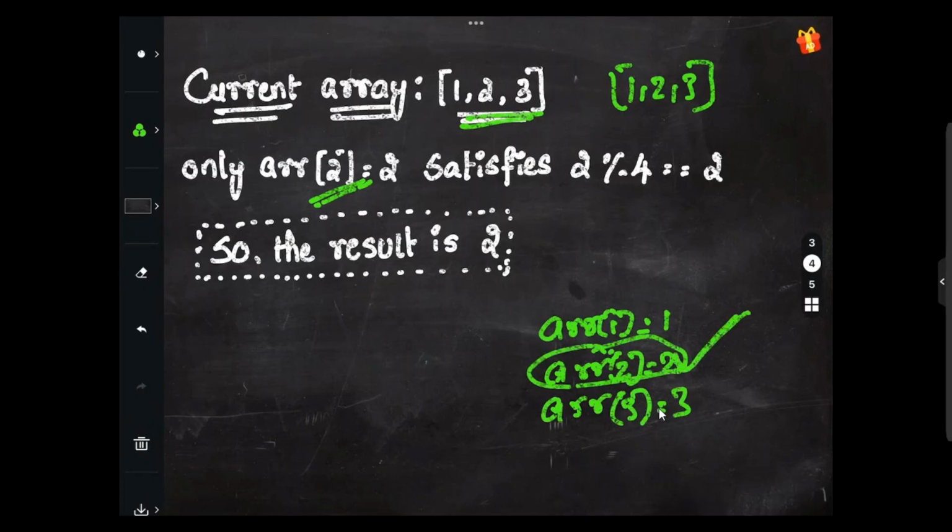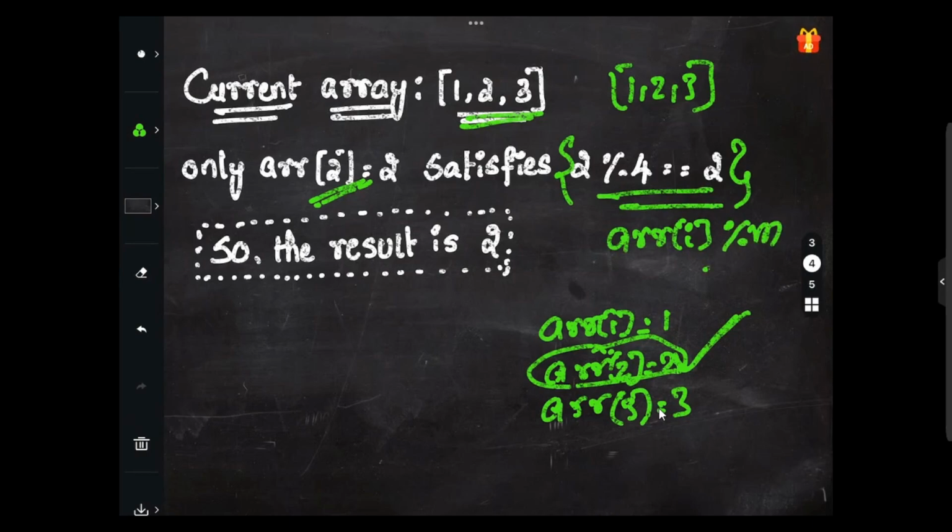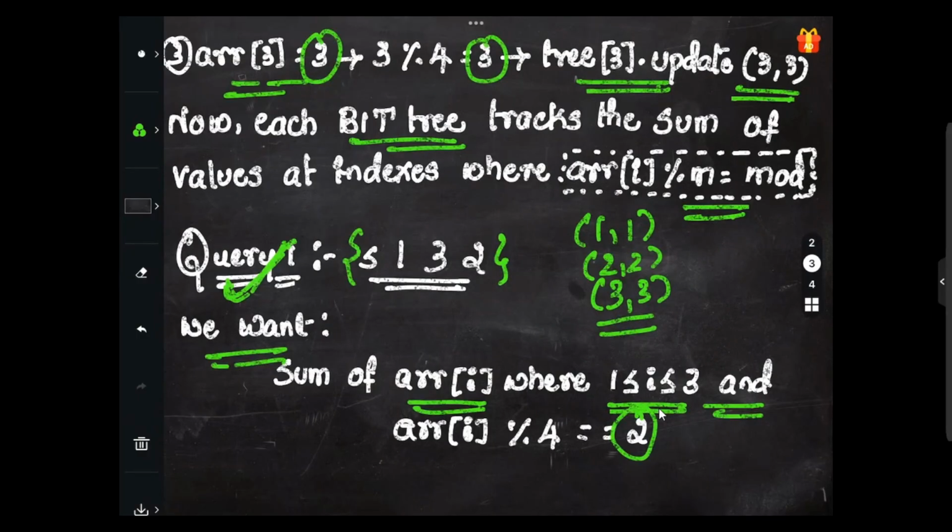This satisfies 2 modulo 4 equal to 2, as we are going with array of I modulo m, which has to be equivalent to the m value. We got the value 2 here for array of I modulo 4, because we are going with the sum of array of I where 1 is less than or equal to I less than or equal to 3. So this has to be quite obviously 2. I has to be greater than 1 and less than 3.